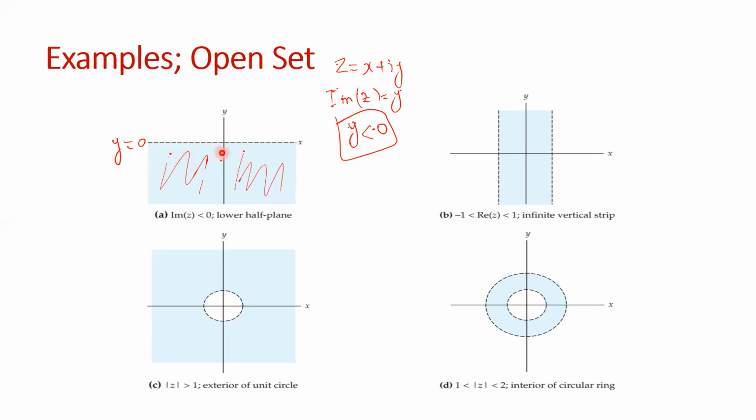So is it an open set? Yes, it is an open set. I can take any point, all of its points are interior points, and interior points are those points where, if I take any point, its neighborhood lies within this set. So the imaginary part of Z less than or equal to 0 represents a lower half plane. Lower half plane, you can determine its upper boundary.